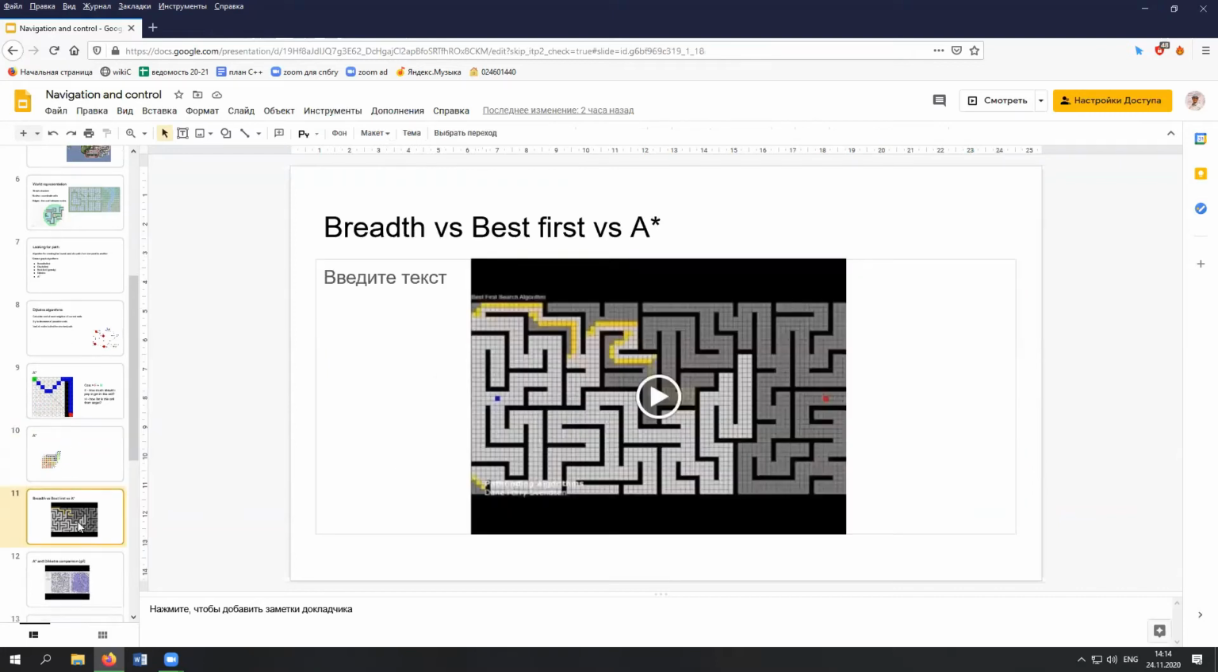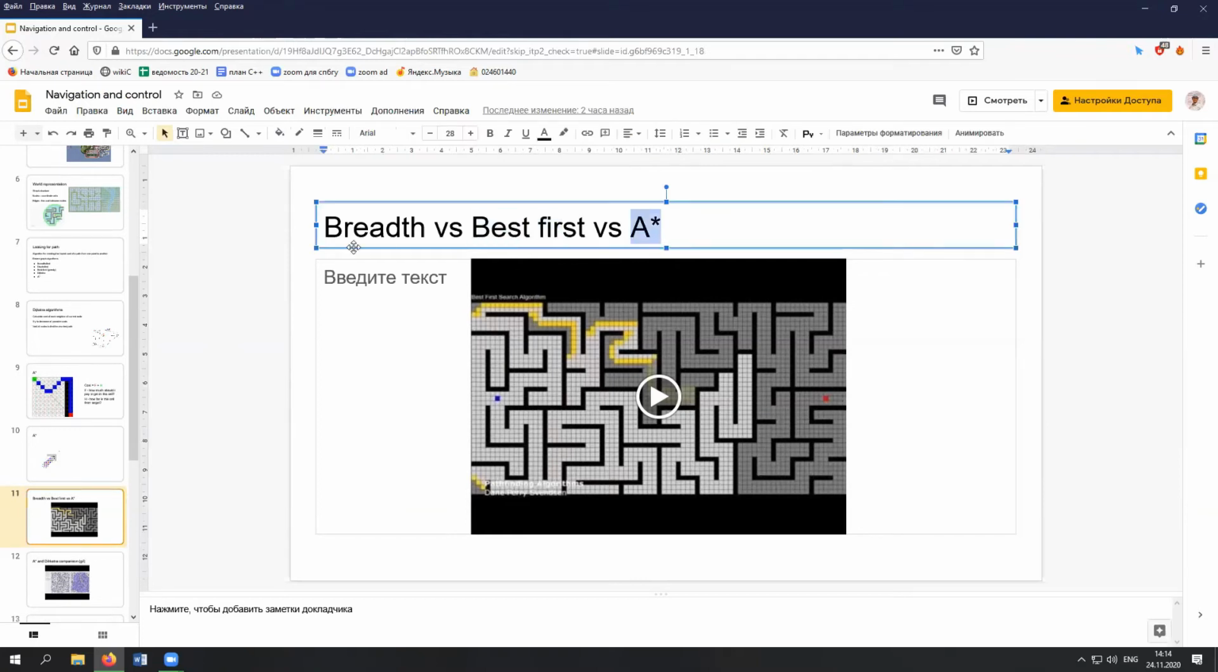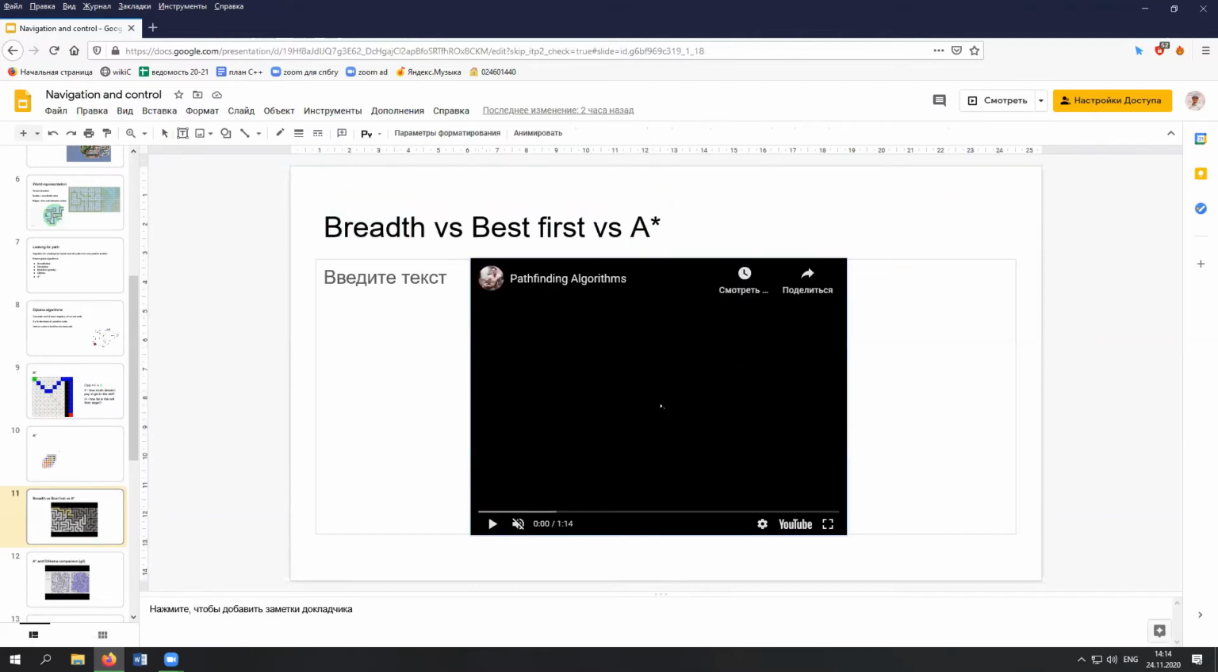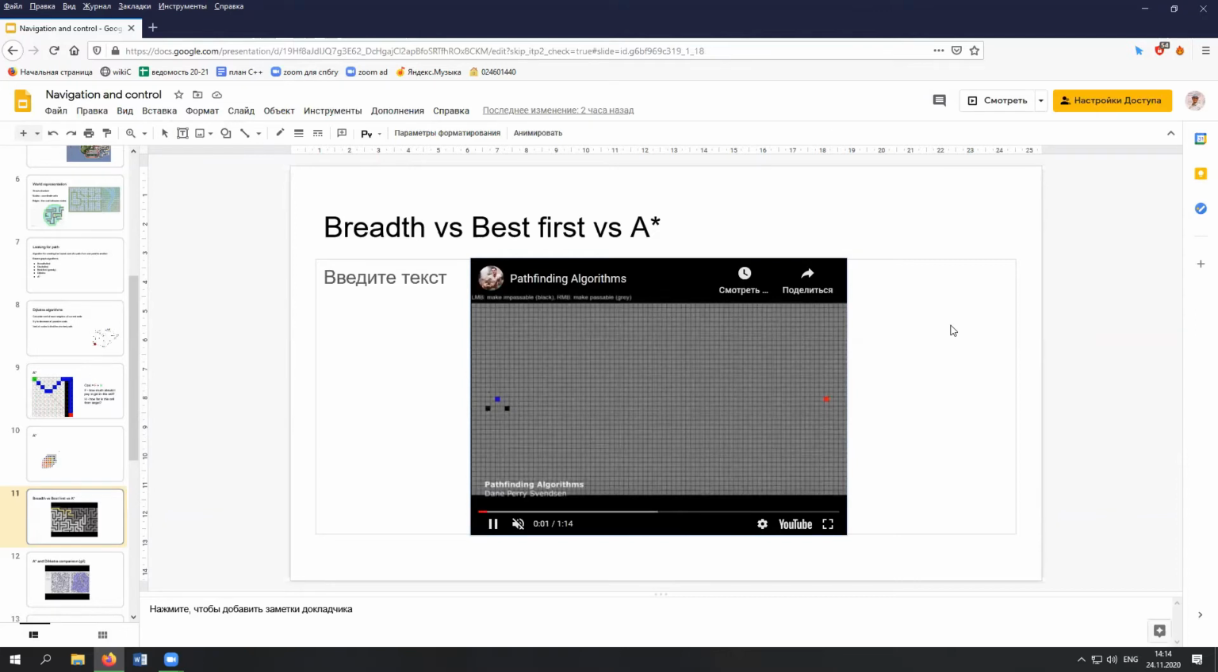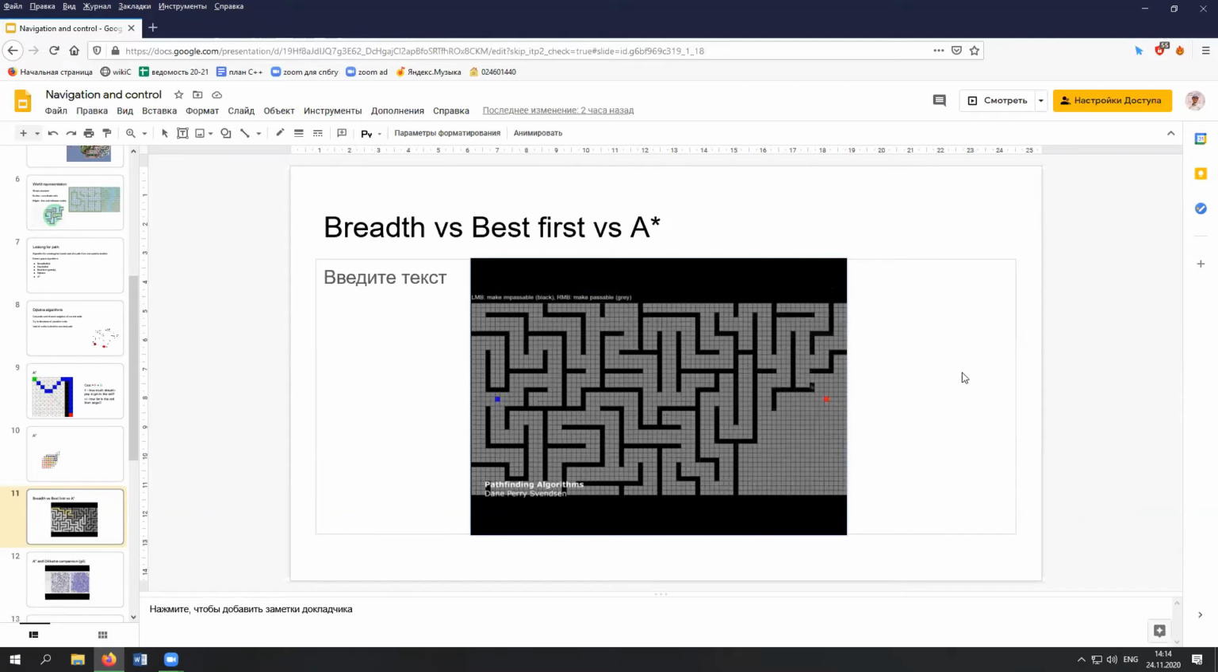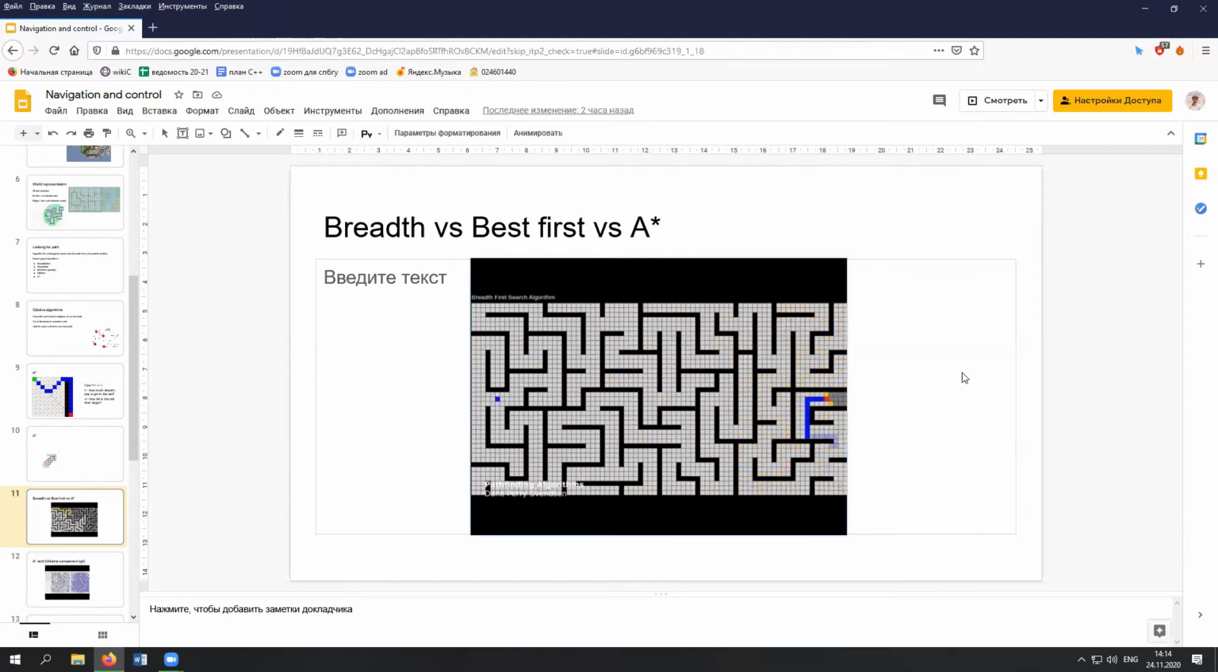There is some kind of research on how these algorithms, greedy, A star, and breadth first, are compared in different mazes. It's just interesting. I think you never saw a visualization of such algorithms. First of all, it shows some random maze, and let's find out which algorithm would find the route faster. This is the breadth first algorithm. Yes, you see that it is almost brute force. It looked through almost every cell.